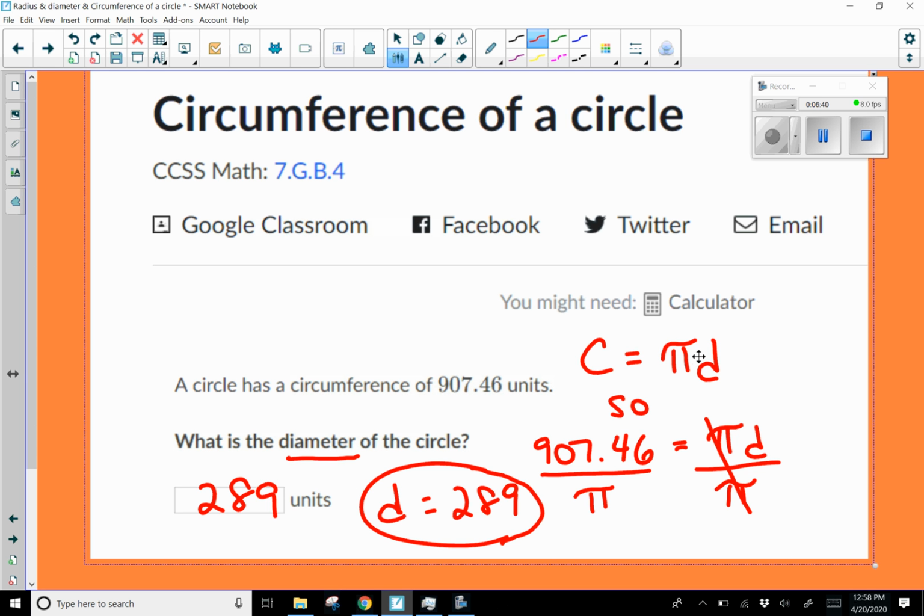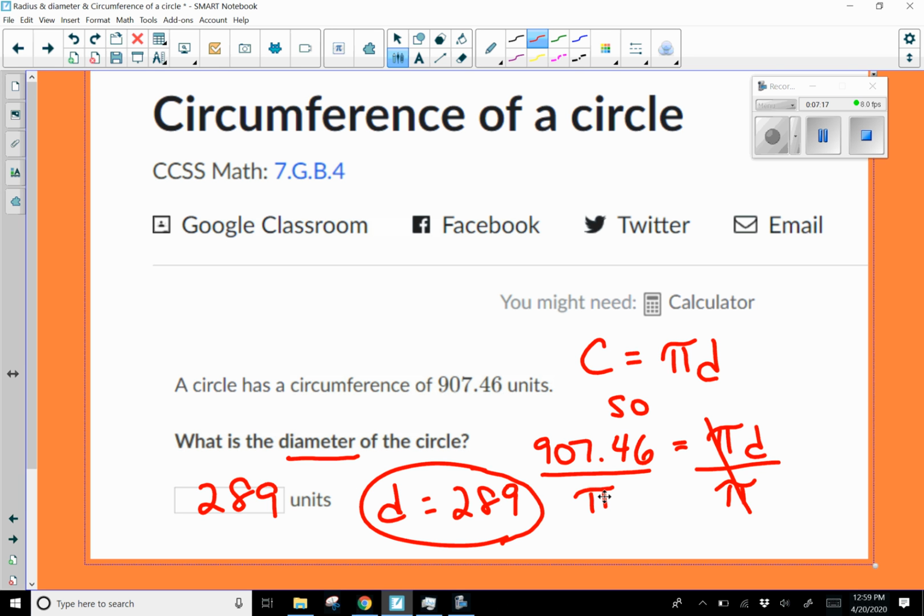I know that my circumference is 907.46, so you'll see I've put that where my capital C normally is, equals pi times diameter. We want to find the diameter, so that means I need to get rid of this pi symbol. Since the operation here is multiplication, in order to get rid of it, we need to do the inverse. So to get rid of pi, I'm going to divide by pi. Pi divided by pi will cancel out, just like any number divided by itself will equal 1. And whatever we do to one side of our problem, we have to do to the other.